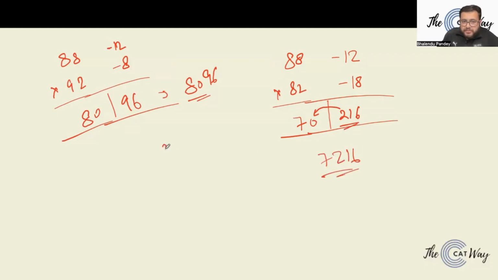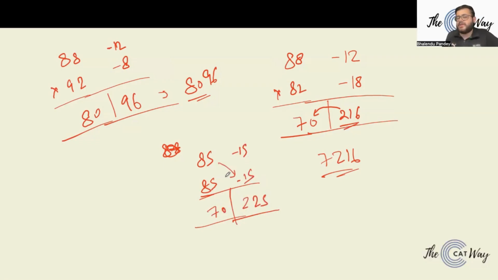Let's try one more question. 85 into 85. This is minus 15, this is minus 15. 15 into 15, 225. And this goes to be 70. 85 minus 15, 70. Now this 2 again comes over here, we get 7225. 7225 is something that we get over here.